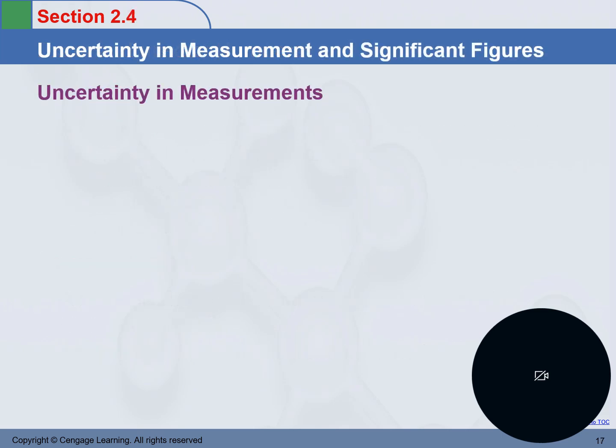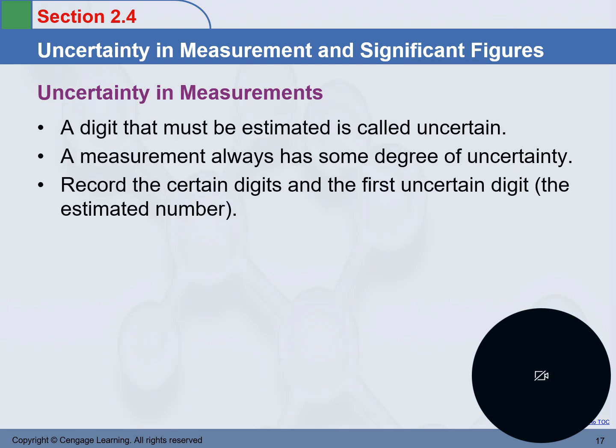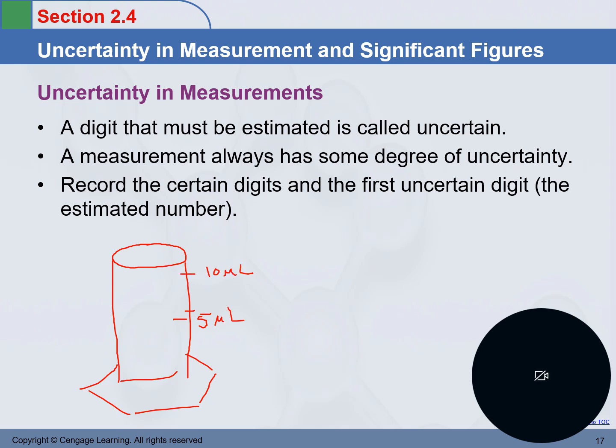Uncertainty in measurements. We are going to include all the digits that we're absolutely sure of. So if we were to take a look at a graduated cylinder in laboratory, give me a second to draw this here real quick. Let's say this is 5 milliliters right here. This is 10 milliliters up here. Each one of those represents 1 milliliter in between. So this is 6, 7, 8, and 9 here.